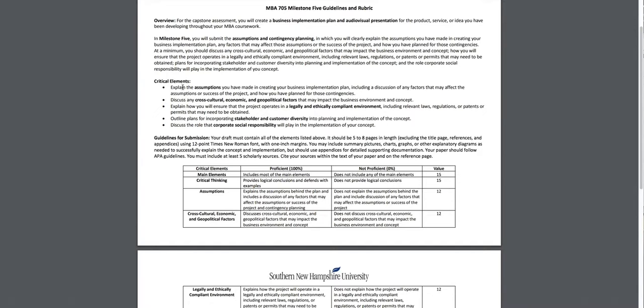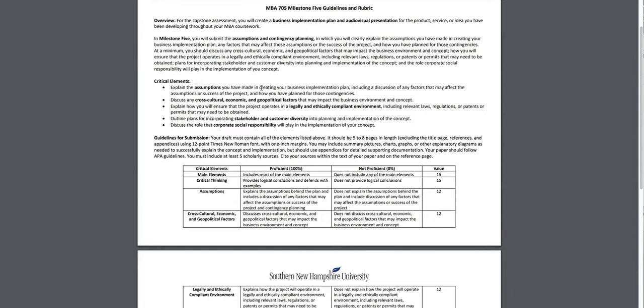So let's look at the first one that I've been getting the most questions about, and that is assumptions. It says critical elements. Explain the assumptions you have made in creating your business implementation plan, including a discussion of any factors that may affect the assumptions or the success of the project and how you plan for those contingencies. That's a fancy way of saying you're assuming a certain thing is going to happen, but if it doesn't, what will you do? What you would do if it doesn't, to make sure that your project is a success, is the contingency.